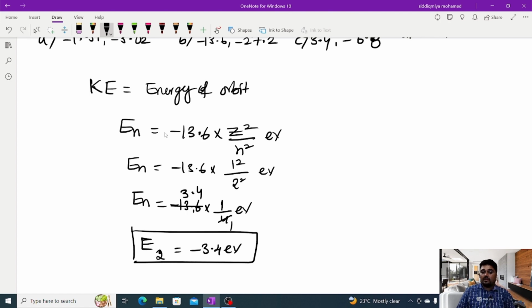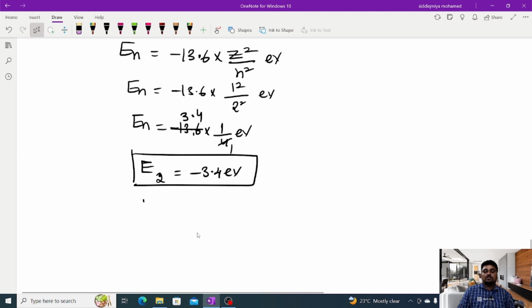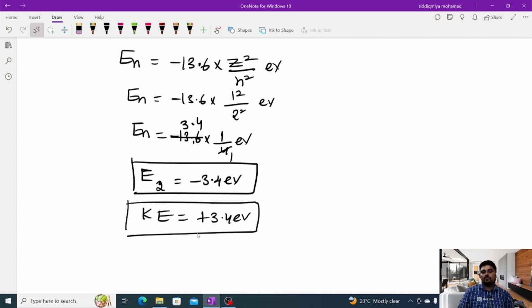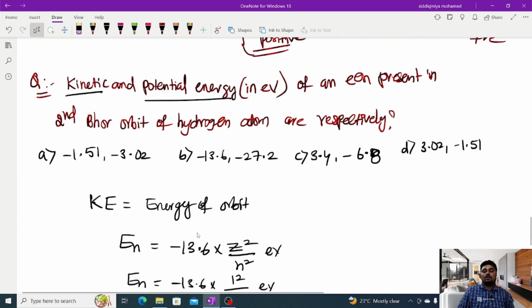Okay, the energy of the second orbit is minus 3.4 eV. Now you want to find out the kinetic energy. Kinetic energy is nothing but the energy of the orbit only, but with a positive sign, so you will have positive 3.4 eV.